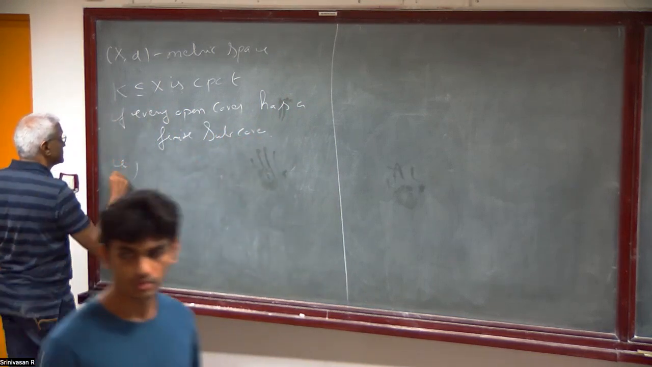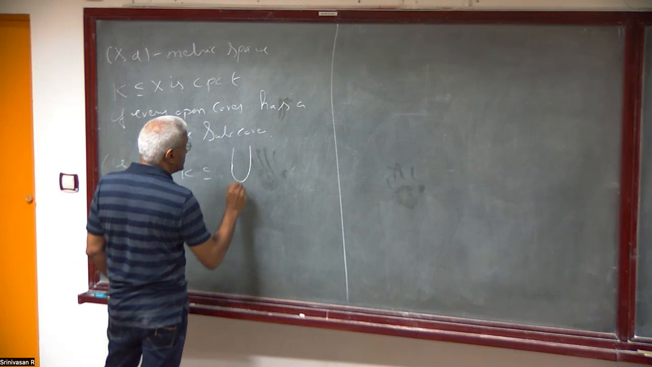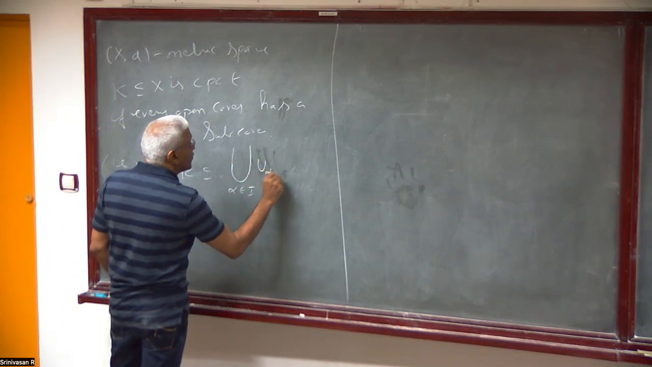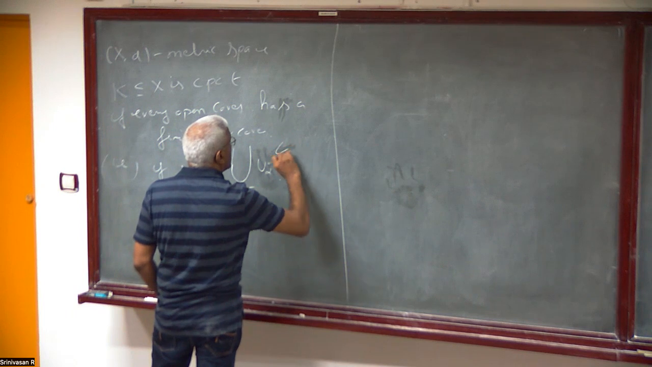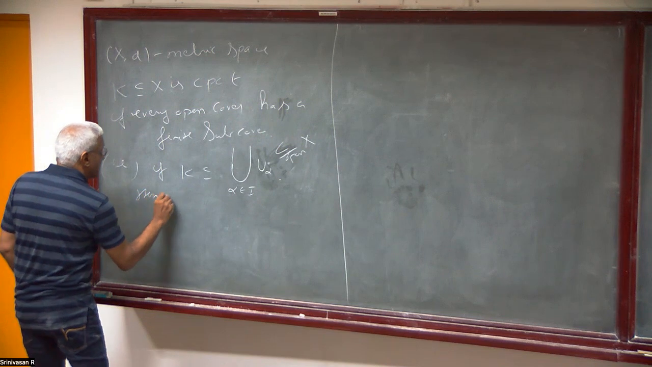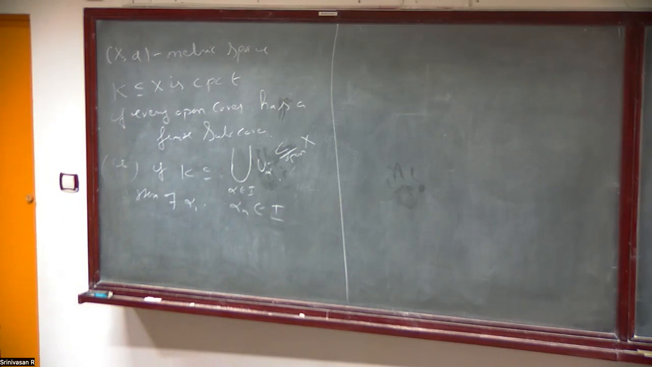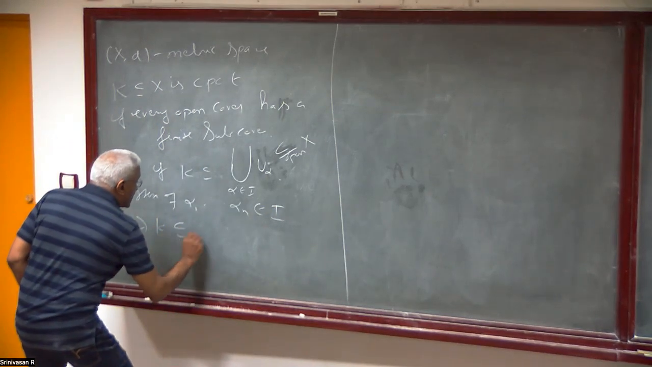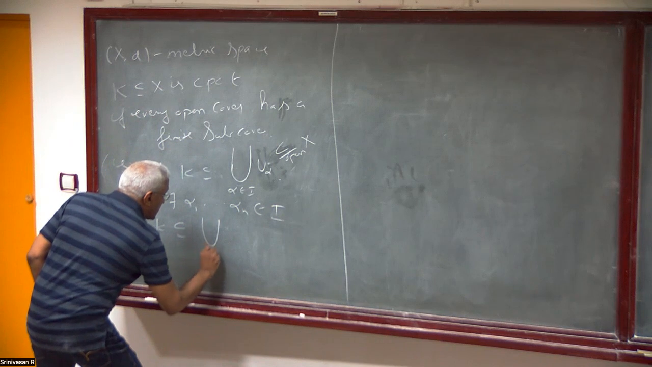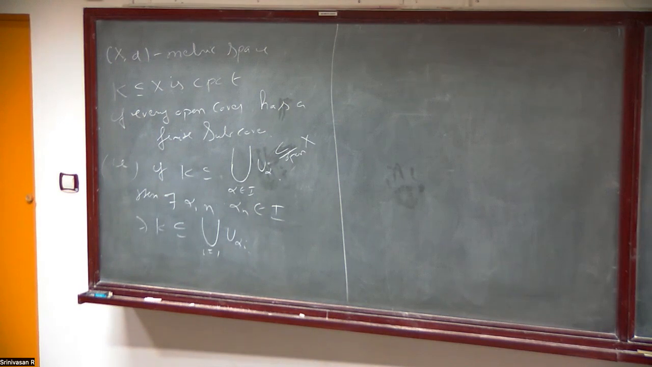That is, if K is contained in the union of U alpha, where all these are open subsets of X, then there exist alpha 1 up to alpha n in the indexing set. You can choose finitely many of them such that K is actually contained in their union. So this is the definition of compactness. This is in essence a generalization of finiteness.